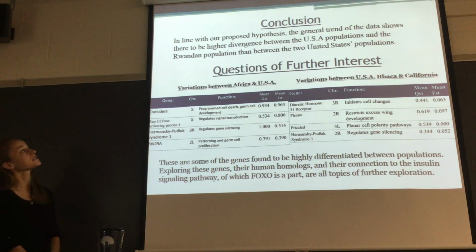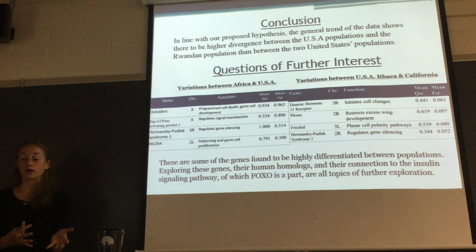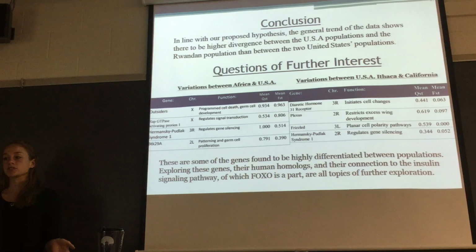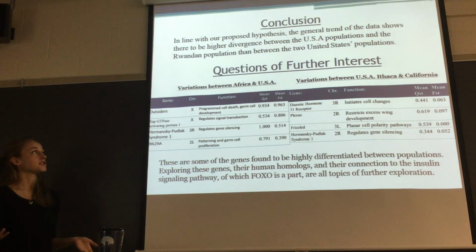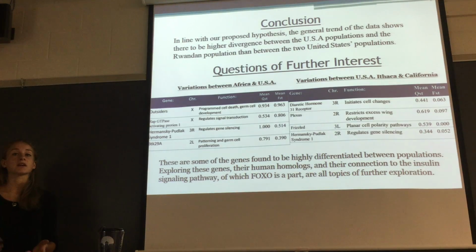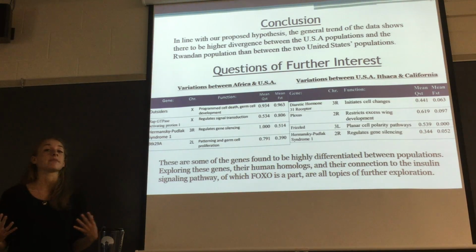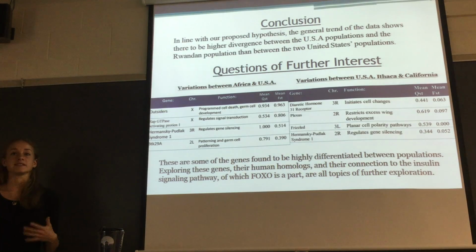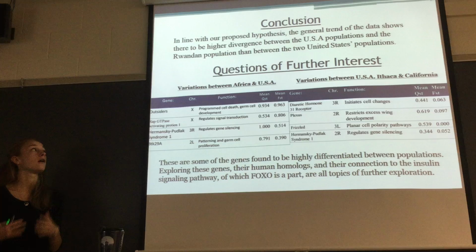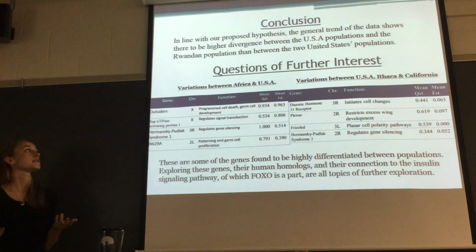In line with our proposed hypothesis, the general trend of the data shows there to be higher divergence between the U.S. populations compared to Africa than between the two U.S. populations. And so going forward, what are we going to do with this information? Well, a large part of our summer was spent constructing the pipeline that allowed us to make these assessments in the data. And so going forward, that pipeline can be reutilized with all of the data sets in the genome nexus.